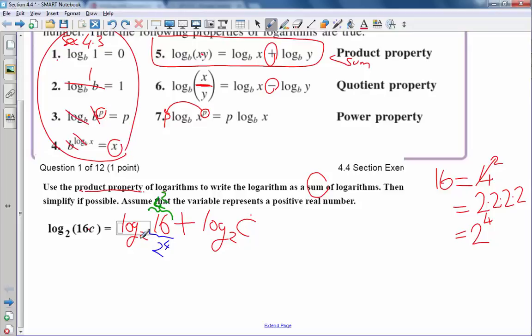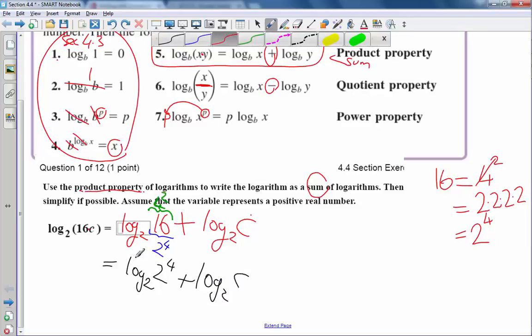Yeah, there is a match in these bases. They cancel. Earlier, you couldn't cancel 4 and 2, but you could at least bring this power in front by the power rule, but this is even better. Again, log base 2 of 2 to the 4th is nothing but, look at this, only 4. Okay?